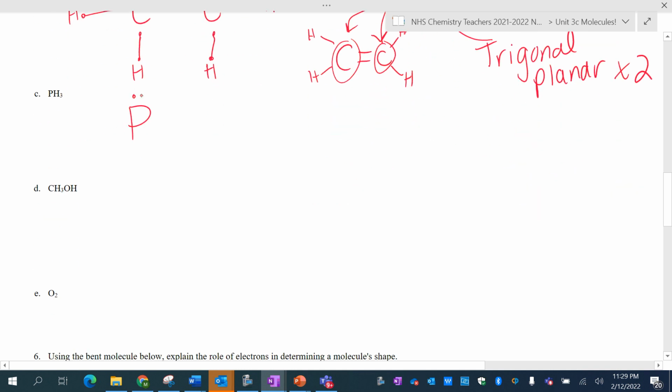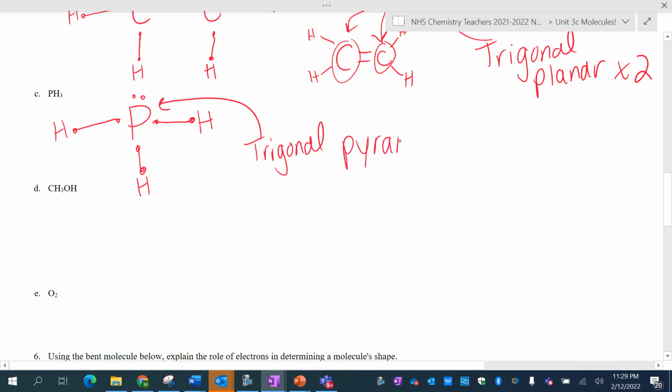PH3, P has 5 electrons, and each hydrogen has 1. So, boom, boom, boom. This has 3 things around it, excuse me, and 1 lone pair. So this would be trigonal pyramidal. That lone pair would push down on the other 3.